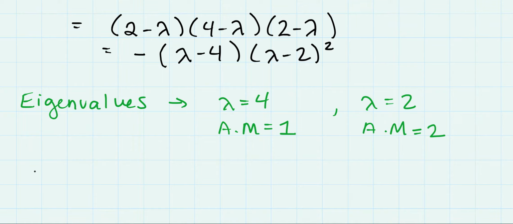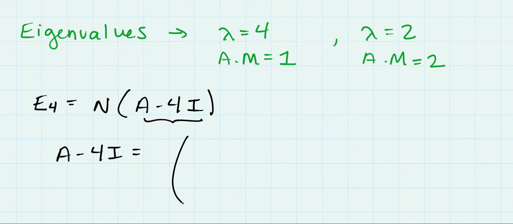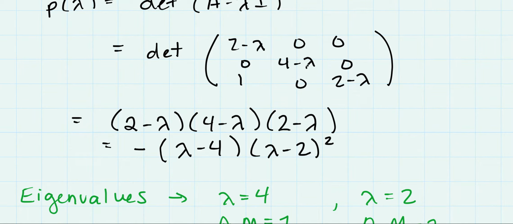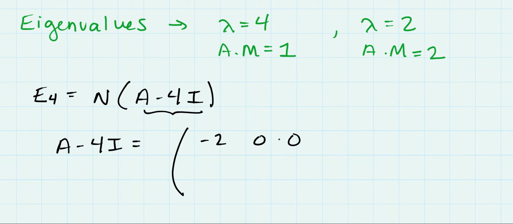Let's start with the 4 eigenspace. That is the null space of A minus 4 times the identity. Let's find this matrix here. Well, we're just going to plug in 4 for lambda. You can see this becomes a 0 and these two become negative 2. So we get negative 2, 0, 0, 0, 0, 0, 1, 0, negative 2.